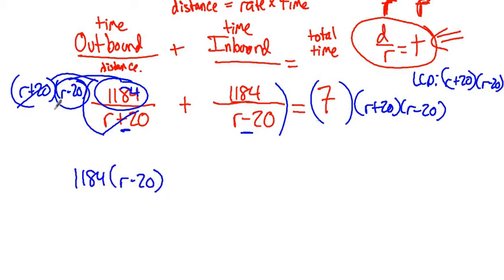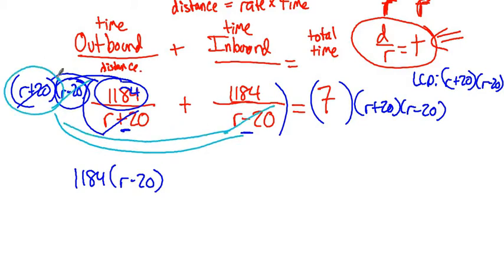And then same thing, if we distribute over here, the r minus 20s will cancel. We'll have r plus 20 times that 1184. By the way, there's a plus right there. So 1184 times r plus 20.